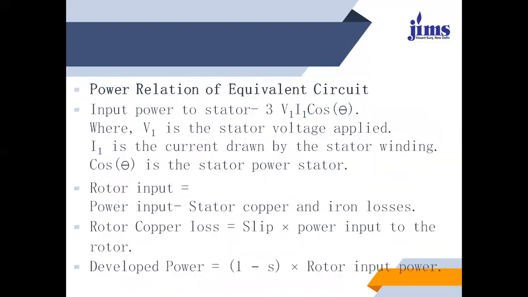Next, the power relations of the equivalent circuit. Input power is 3 times V1 I1 cos theta, because a three-phase supply is given, so three times the power. Here V1 is the stator voltage applied, I1 is the current drawn by the stator winding, and cos theta is the stator power factor. Then the rotor input equals the power input minus stator copper and iron losses. The rotor copper loss is slip times the power input to the rotor, and the developed power is (1 minus S) times the rotor input power.